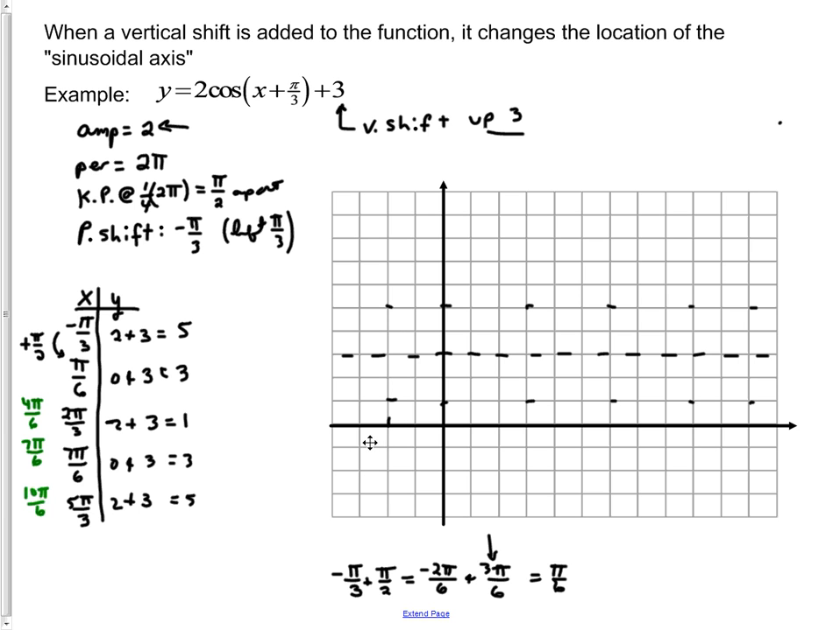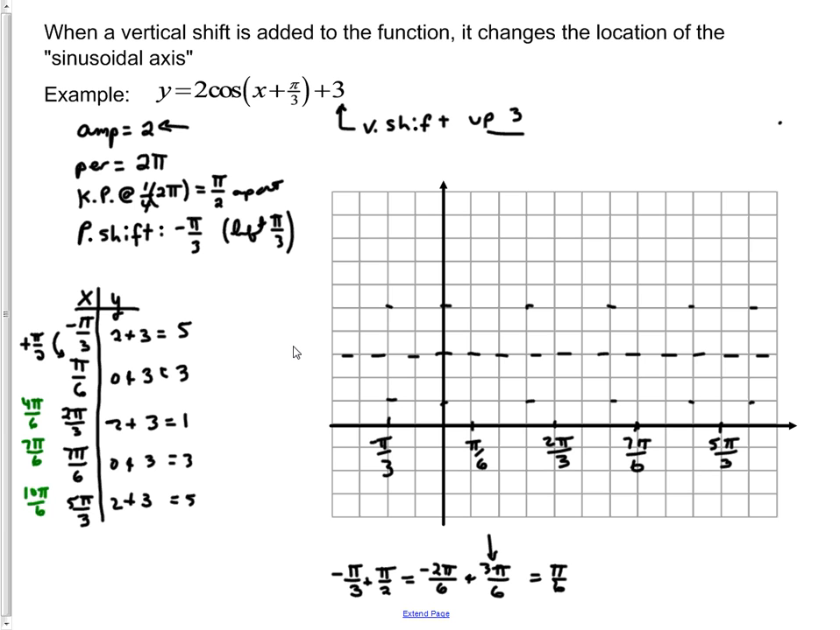I know that my key points here are going to be at negative pi over 3, pi over 6, 2 pi over 3, 7 pi over 6, and then 5 pi over 3. Let's see, was that 5 pi over 6? No, it was 7 pi over 6, not 5 pi over 6. Let's try that again here. Here we go. 7 pi over 6. Nice. All right, so what happens?